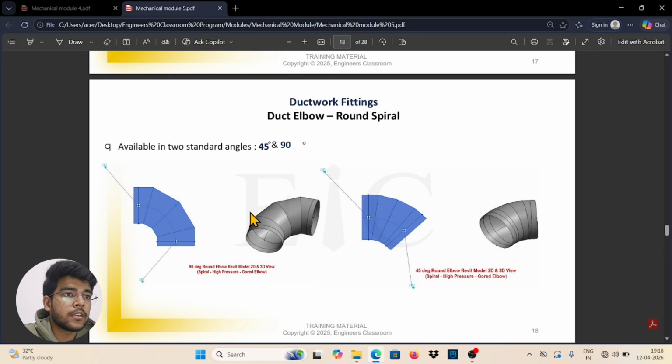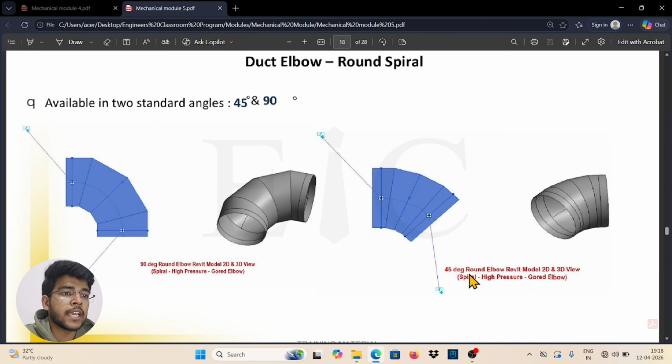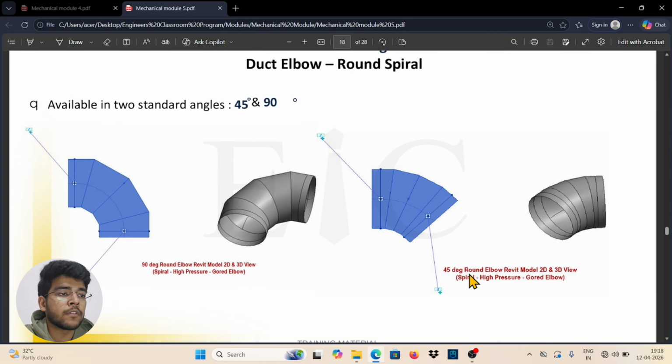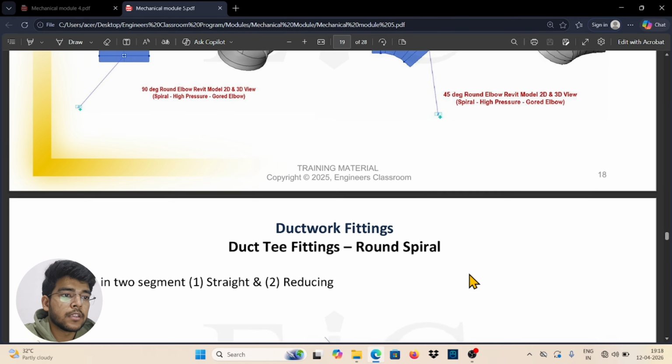And duct elbows in round spiral. In a spiral you can also use elbows, which come in the category of 45-degree and 90-degree. This is a 90-degree angle. One duct is here, one duct is here. Totally a movement of 90 degrees you can show here. And this is called a 45-degree angle. You can see the movement of 45. This is actually a spiral. This has the same functionality, but this is a spiral, and the one before is rectangular actually.